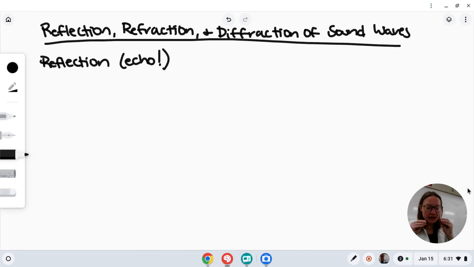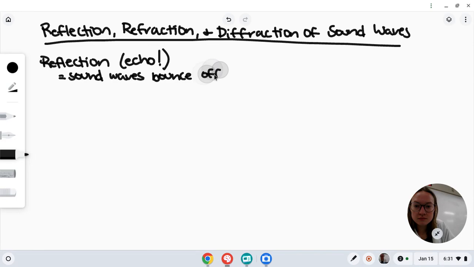When you hear an echo, you hear a sound that hits a wall, or hits a new medium, and then bounces off that new medium straight back at you. That's all that a sound wave reflecting is. Reflections always happen when waves bounce off a new medium.